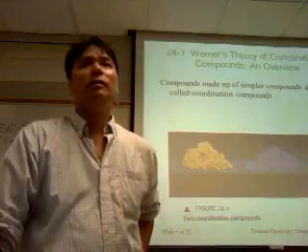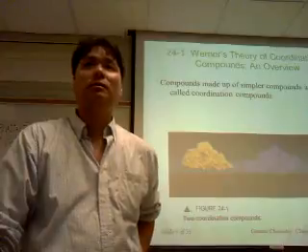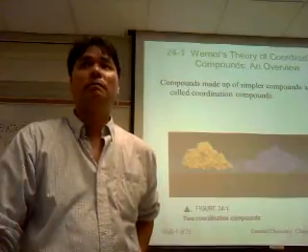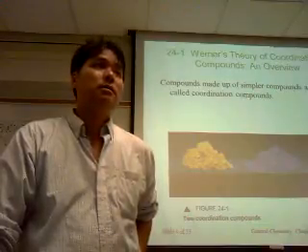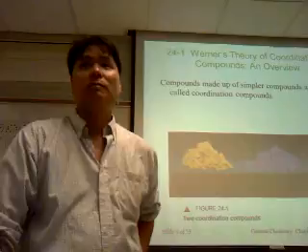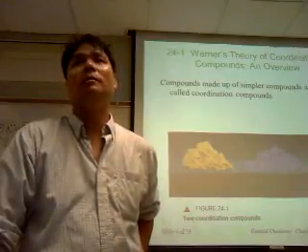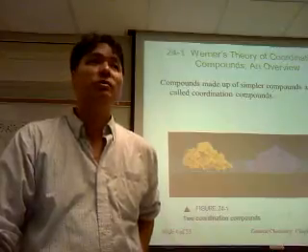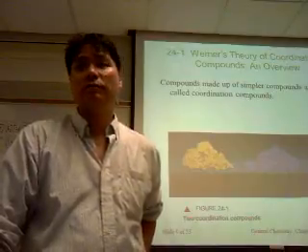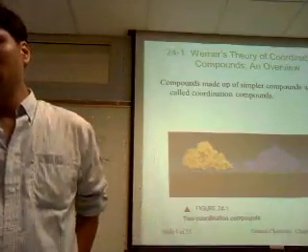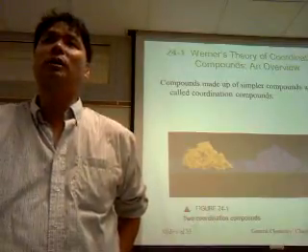Because one way of thinking about VB versus MO is the full quantum mechanical treatment of the covalent bond. VB is the semi-quantum mechanical treatment. In my Chem 1A class, I labeled VB, valence bond theory, quantum mechanics light, and MO theory, quantum mechanics full, the full version. So let's just focus on MO theory. What makes a good bond in MO theory?